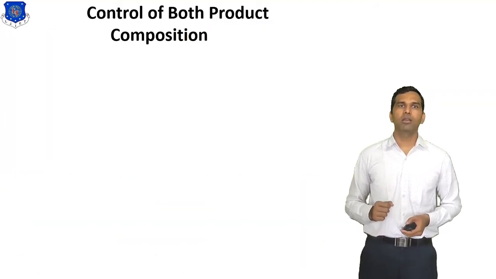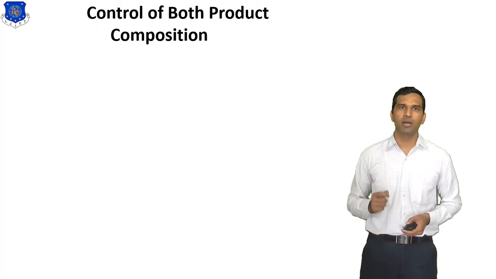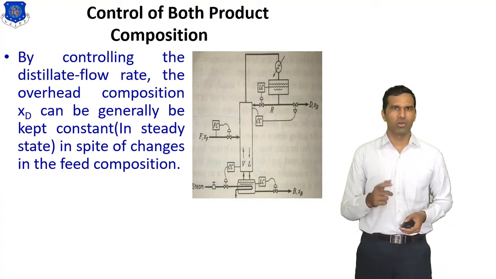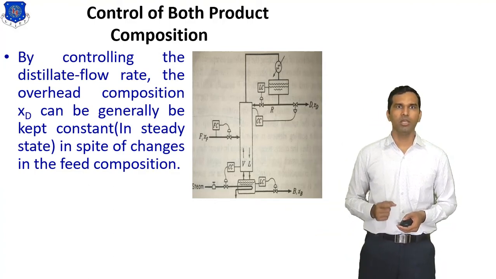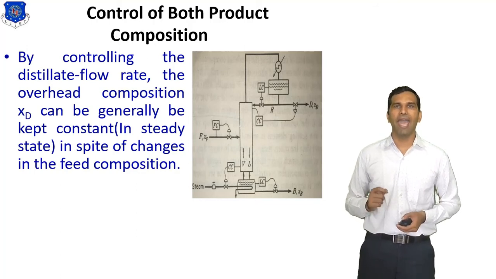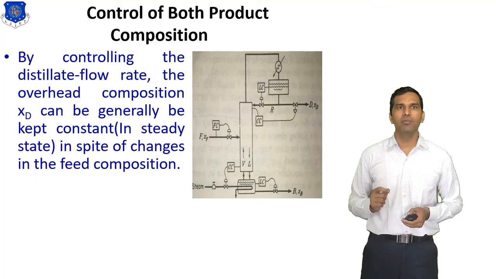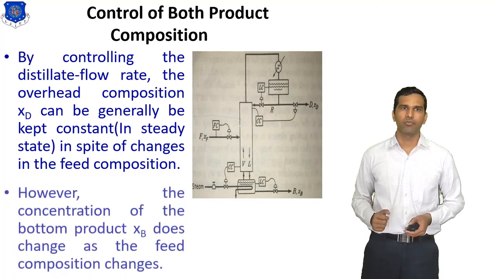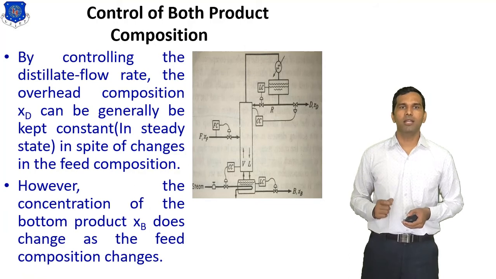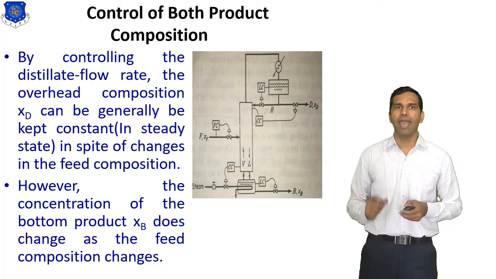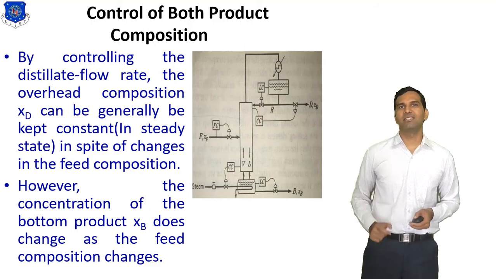Now we discuss the control of both product compositions. You can see this is the diagram for controlling both product compositions. By controlling the distillate flow rate, the overhead composition XD can generally be kept constant, that means in steady state, in spite of change in the feed composition. However, the concentration of the bottom product XB does change as the feed composition changes.